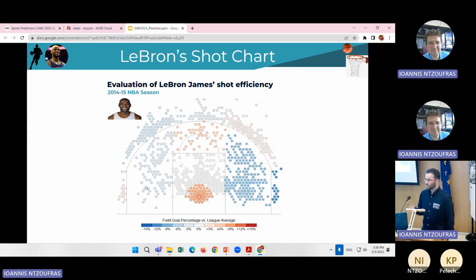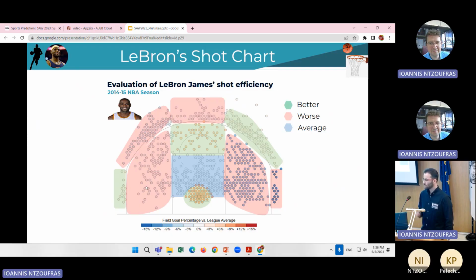As a tribute for becoming the NBA's all-time leading scorer, we also created LeBron James' shot chart and compared his field goal percentage per shooting zone to the league average. The redder the color, the better LeBron shot compared to the rest of the league. So we see that the most red color is under the basket, thus confirming his dominance in the restricted area. He is also very good at shooting the mid-range from the center of the court, the corner three from the left, and the above the break three from the right.